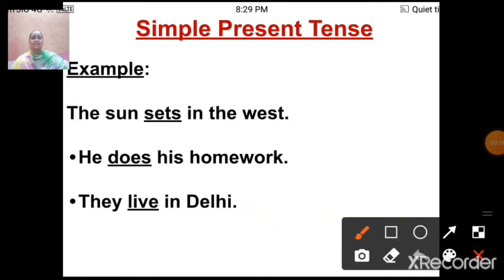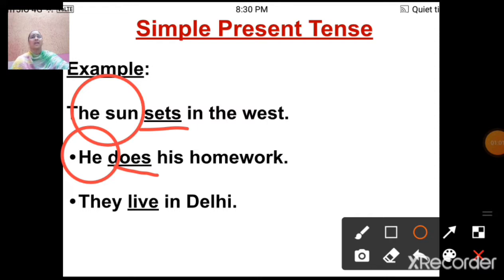Now, let's understand this with the help of an example. The sun sets in the west. Now here, find out the verb. Yes, sets is the verb. Now let's see the next sentence. He does his homework. Here, does is the verb, right? Now understand, students. In this case, the sun and he are singular subjects. So we will use s or es, right?